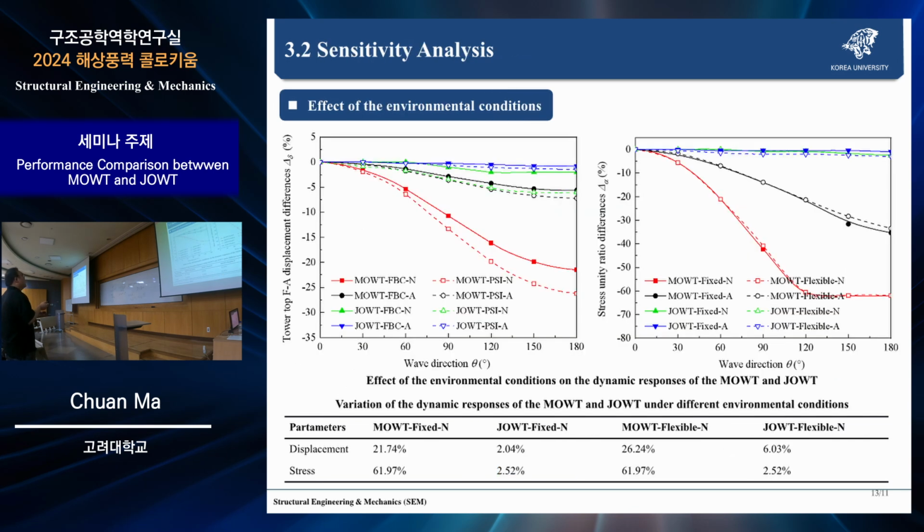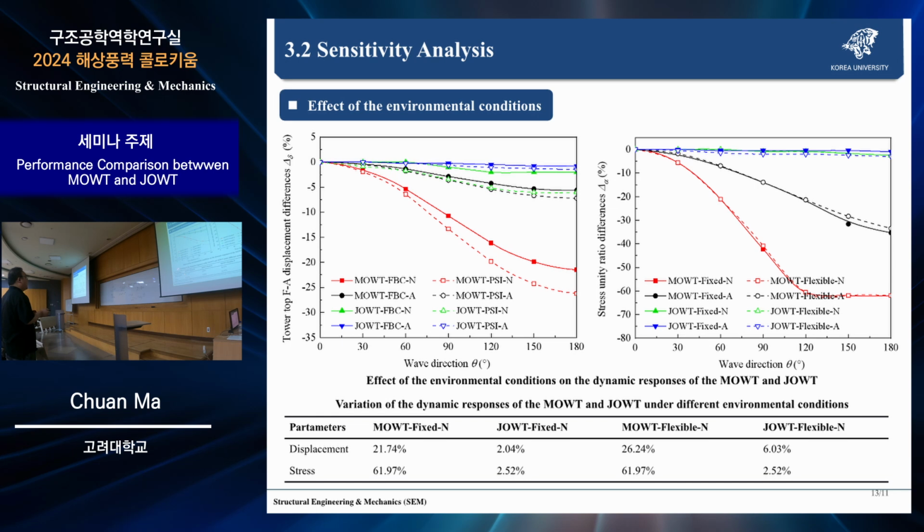And then we make a sensitivity analysis of the environment conditions, and also soil properties and embedded length. First, we can see the effect of the environment conditions. Under different wave directions, this is the difference of the tower top displacement, and this is the stress difference. For the monopile and jacket of the wind turbine with the fixed foundation, in the displacement, the monopile of the wind turbine will vary.